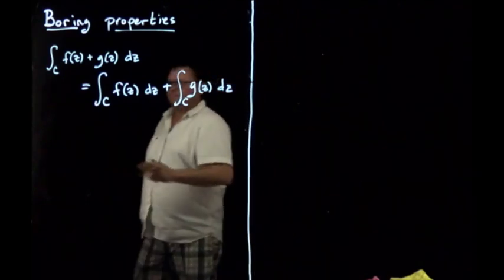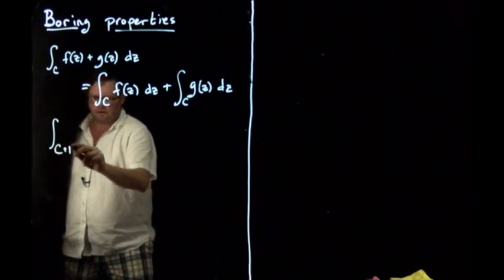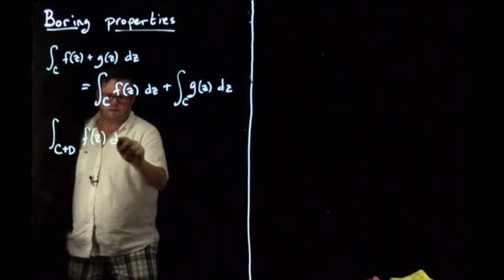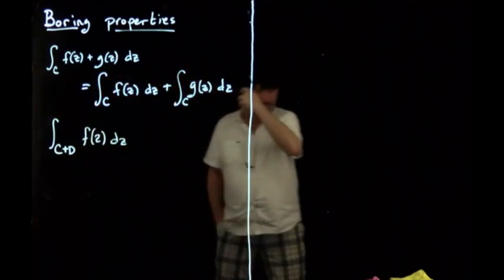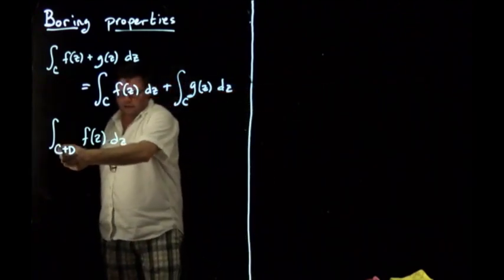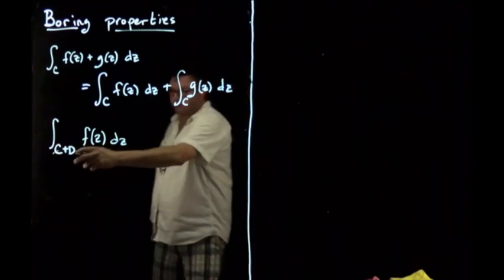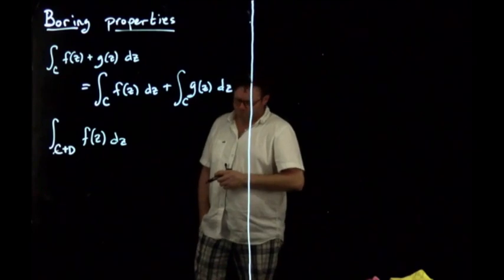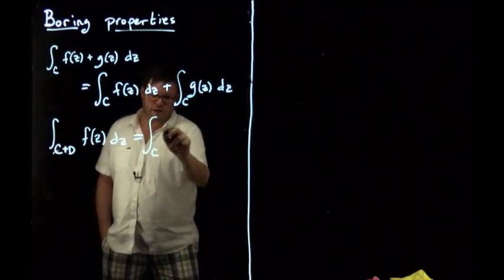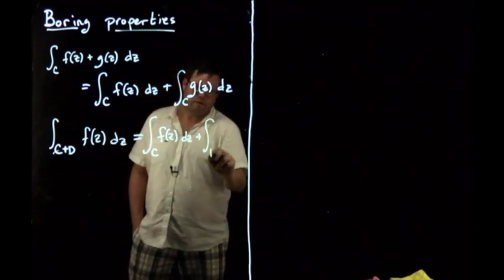Okay, the other boring property, although not quite as boring. Let's say we have two curves C and D, and let's say that C ends where D begins. Then I'm going to write C plus D to mean go around C and then go along D. This is the same as integrating along C plus integrating along D.